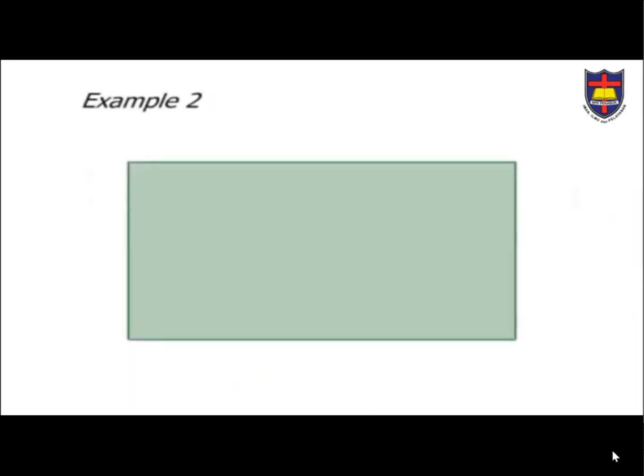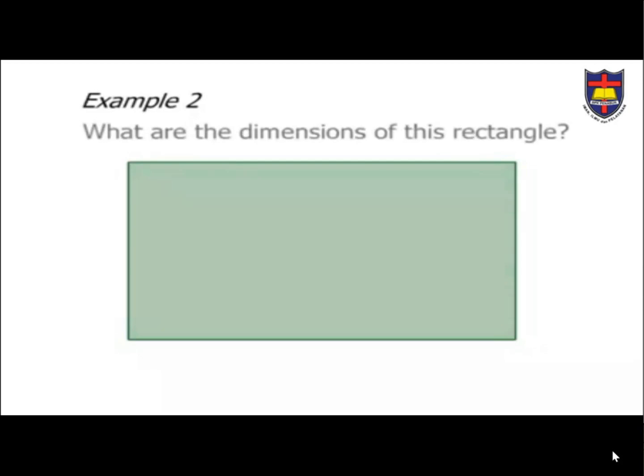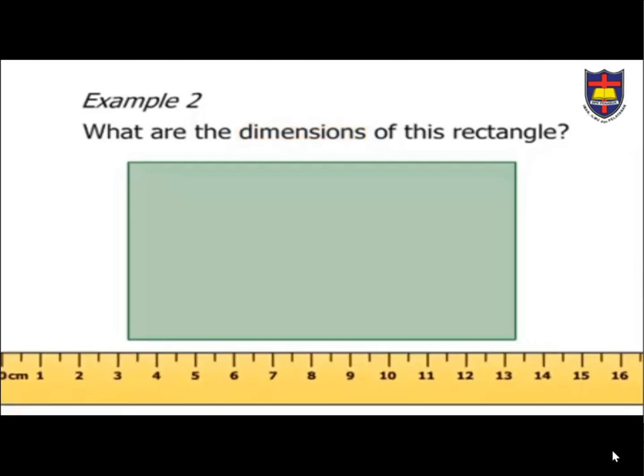Example 2. This is the picture of a rectangle. What are the dimensions of this rectangle? What is the meaning of the dimension? The dimension means we need to measure 2 dimensions that are length and width.